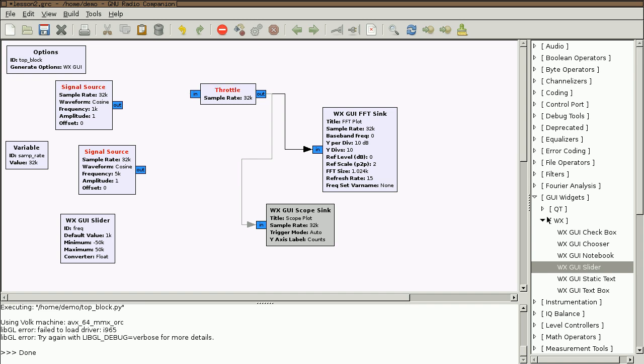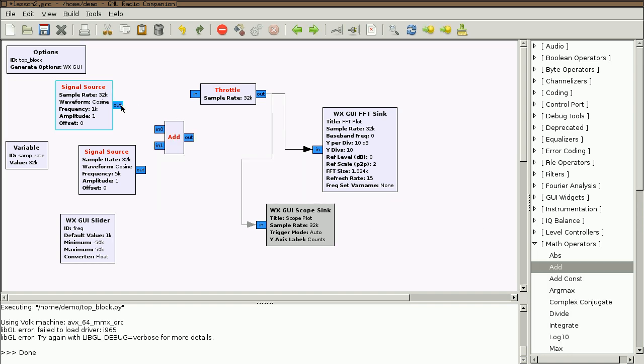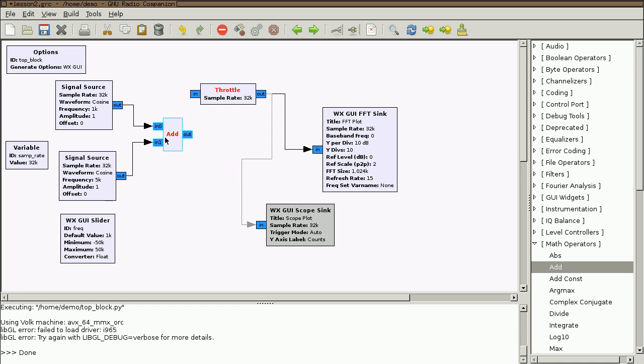If we add these together, and I'm going to do this with a math operator, we take the input of one signal source and add it to the other signal source. And this does a point-by-point addition. So it takes the first sample from this source and the first sample of this source, adds them together, and delivers that sample to the throttle block. Then it takes the second sample from the first source, the second sample from the second source, adds them together, and delivers that sum to the throttle block, and so forth.